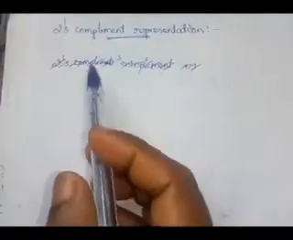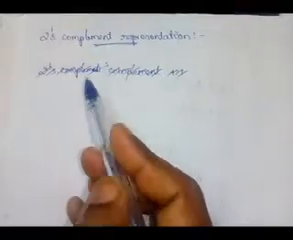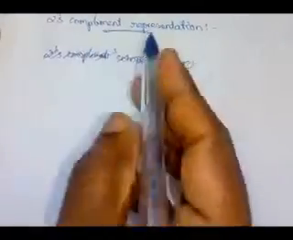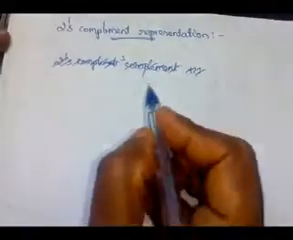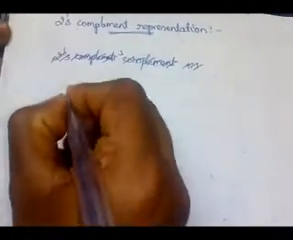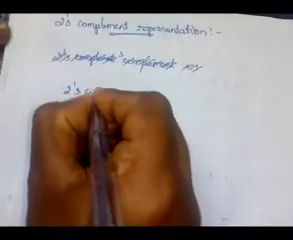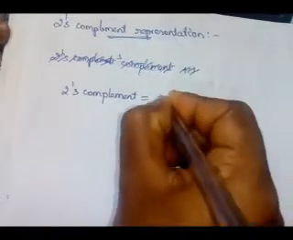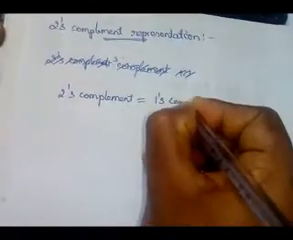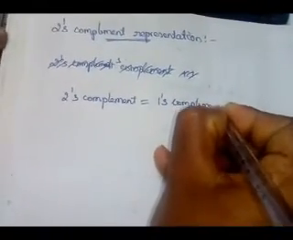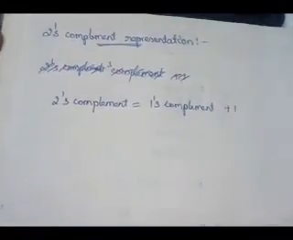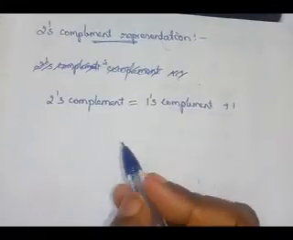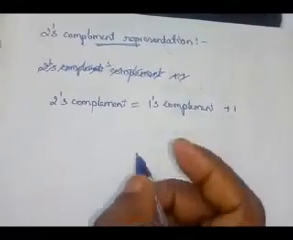The next representation is 2's complement representation. This is also a very easy representation. First you have to take the 1's complement of that number, then add 1 to that. So we can write the formula like this: 2's complement equals 1's complement plus 1. Okay, this is the formula for 2's complement. We will do one problem, then we will get the idea.